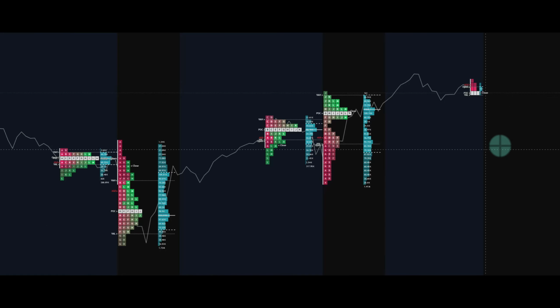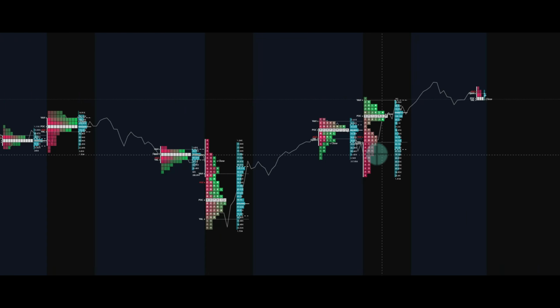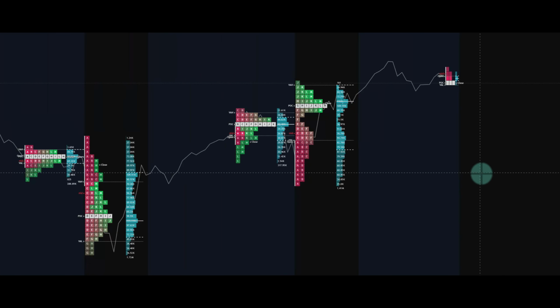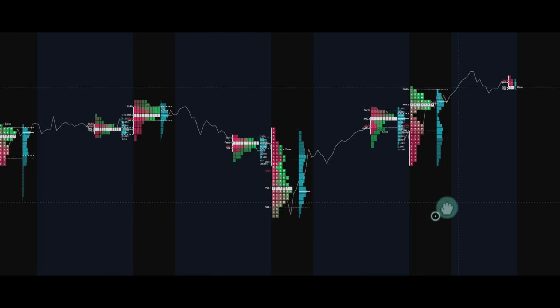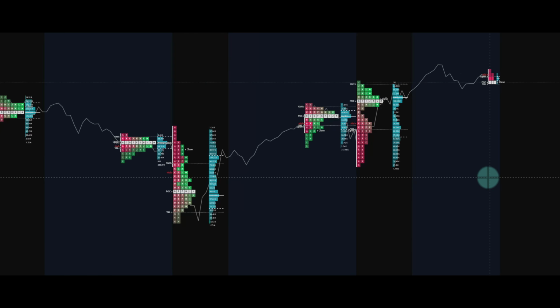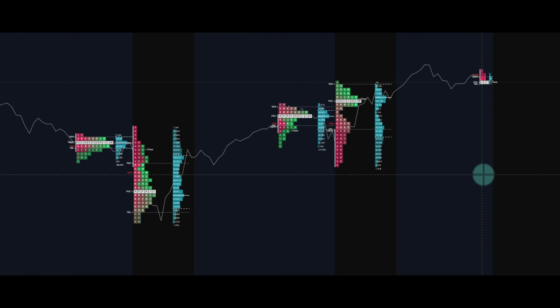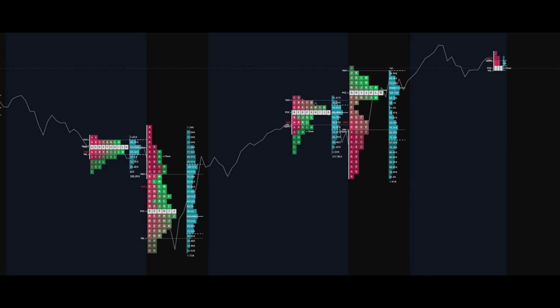A little TPO chart here, market profile, or whatever you want to call it. And I'm just going to show you a really simple way to read this that is going to give you probably the best bias or when you should try to enter into the market.